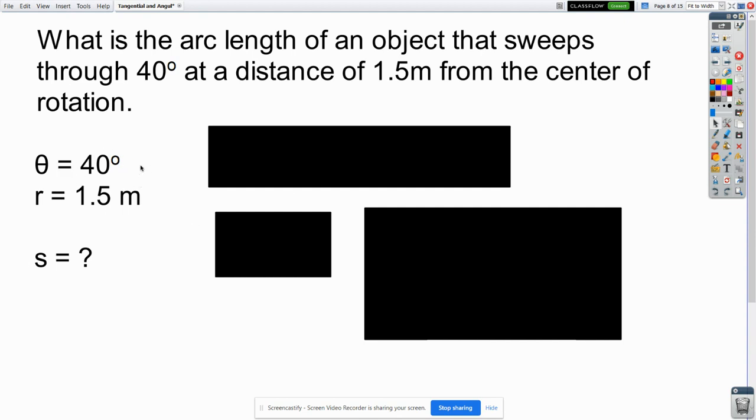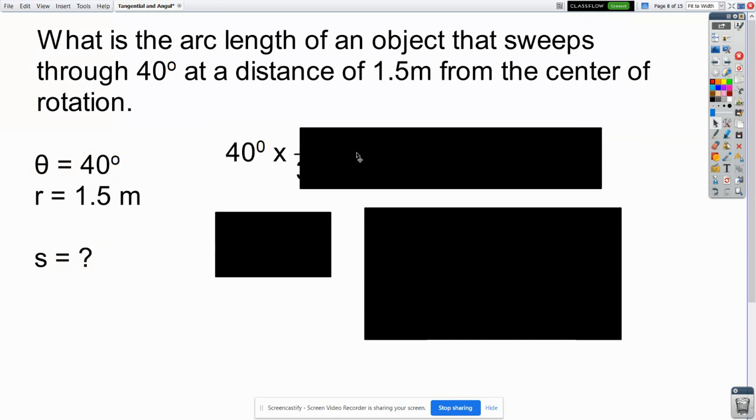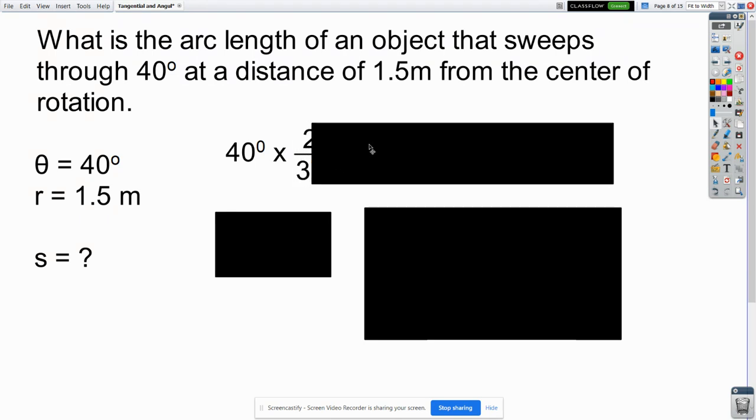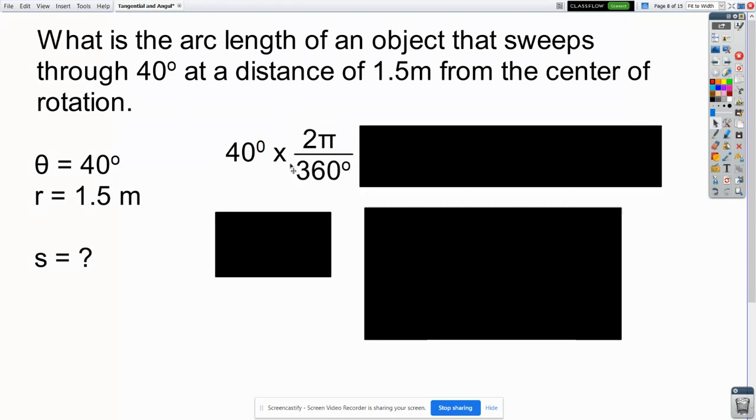Now, again, we need radians to do this. We have degrees, so we have to convert from degrees to radians. We can do this with dimensional analysis. 40 degrees times a fraction bar. The numbers that go into the fraction are basically just the two equivalents from a circle. A circle is 360 degrees, and it's 2 pi radians. So the 360 degrees is going to go on the bottom so that the degrees will cancel out. And the 2 pi radians will go on the top so that we're left with radians when we're done. I didn't put it in there, but this would be radians.